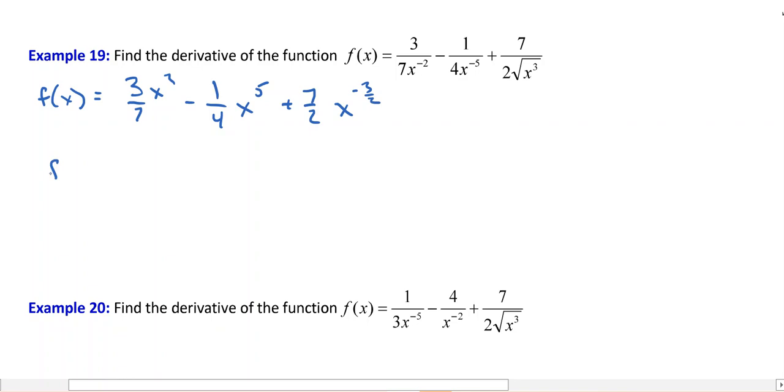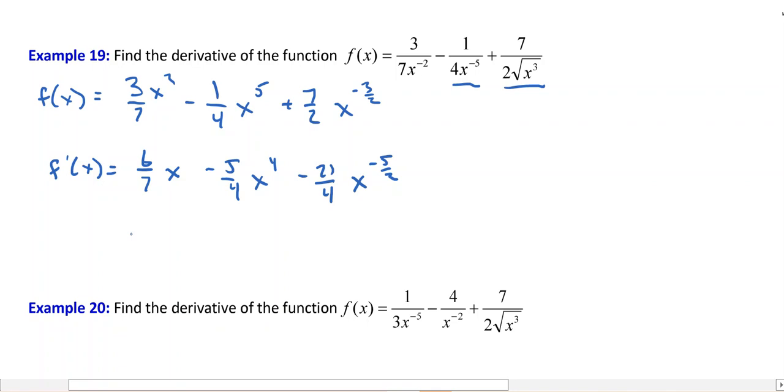3/7 times 2 is 6/7 x. 1/4 times 5 is 5/4 x to the 4th. 7/2 times a negative 3/2 is a negative 21/4 times x to the negative 3/2 minus 2/2, which is negative 5/2. Well, we now need to rewrite it so that the middle term has a negative exponent, and the last term is written in terms of radicals, so let's just go ahead and do that.